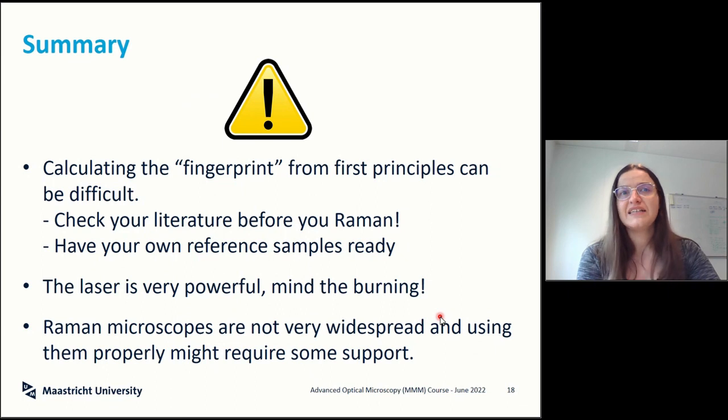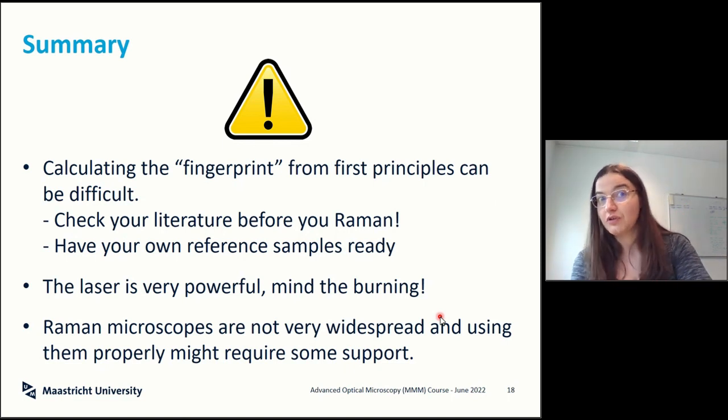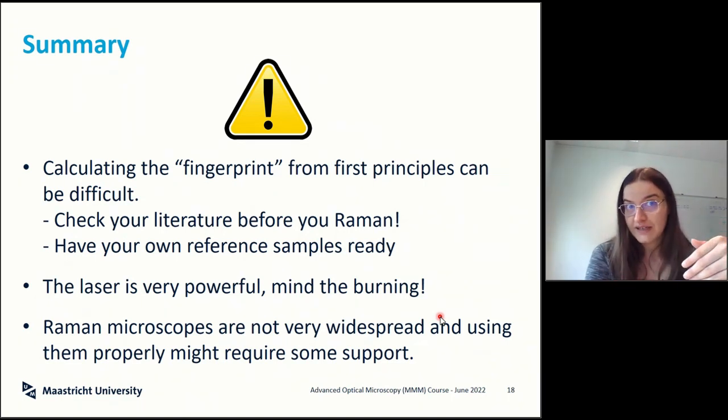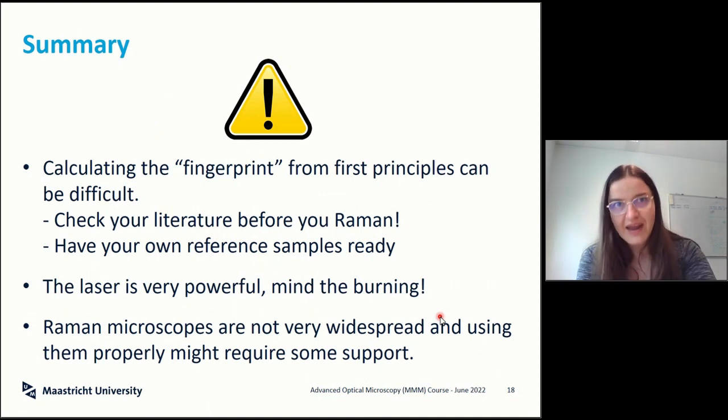A laser is incredibly powerful. This is a point of warning for when you're using a biological sample under a Raman. Lasers are strong. This thing can burn your sample through, especially if you collect for very long at very high intensity. So some tweaking is required to make sure that you acquire the most of the data in the most delicate way with the best signal to noise.